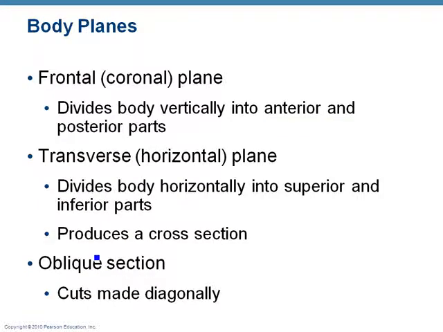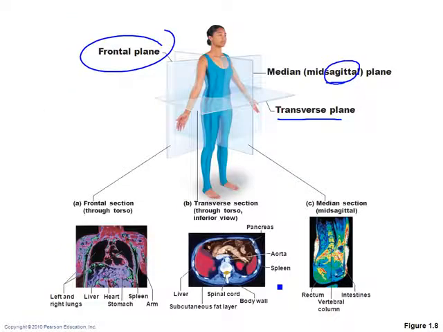Frontal plane, also called coronal plane, divides you front to back. Transverse plane divides you top to bottom, superior to inferior. And every once in a while you'll see an oblique cut, and that's basically a diagonal cut. So you're most commonly going to see these associated with imaging. And so you've got to know what the cut was, what the plane was that you're looking at.